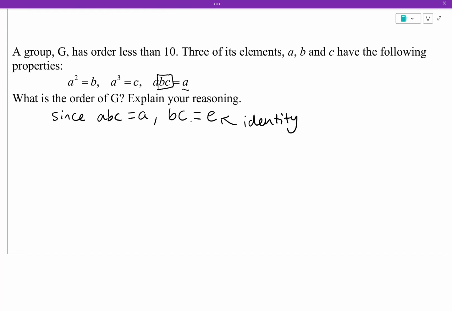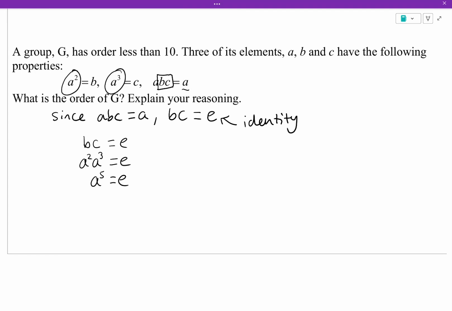Now, what else could we do with this BC is equal to E? The bits of information we haven't used yet is the fact that B is equal to A squared, so I'm going to put that in. And then C is equal to A cubed, so I'm going to put that in as well. Okay, and that should be equal to E. Now let's simplify. We get A to the power of 5 is equal to E. So what can we establish from that?